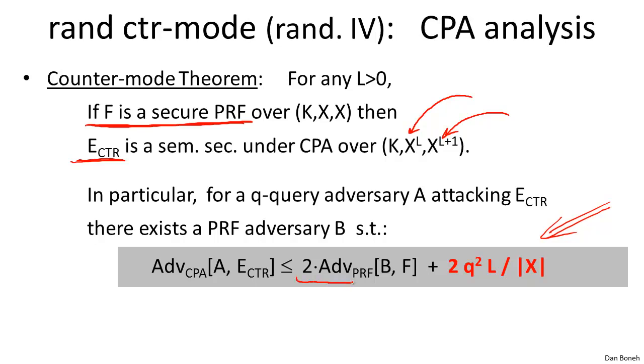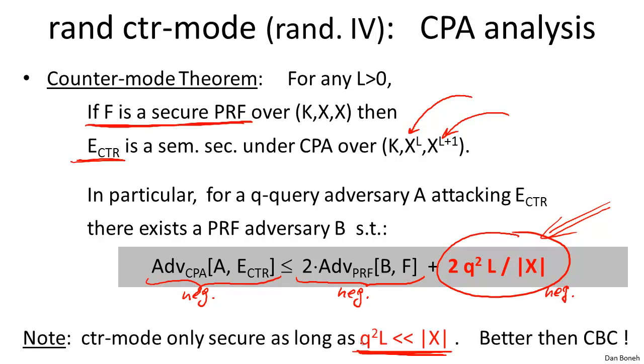As usual, we argue that this term is negligible because the PRF is secure, and we would like to deduce from that that this term is negligible so that E_CTR is secure. Unfortunately, we have this error term here, so we have to make sure it is negligible, and for that we have to make sure that Q squared L is less than the size of the block X. Remember, Q is the number of messages encrypted under a particular key, and L is the maximum length of those messages. Interestingly, in the case of CBC, we had that Q squared L squared had to be less than X, which is actually worse than for counter mode. In other words, counter mode can be used for more blocks than CBC could.